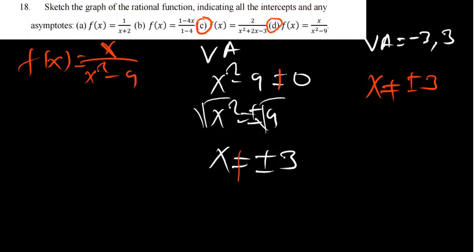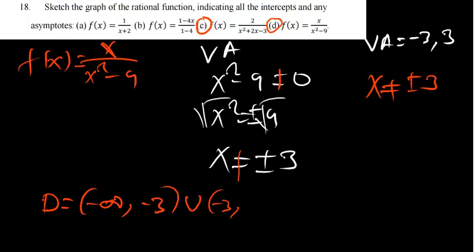X should be a member of all real numbers. If you want, you can put your domain in interval notation. You say from negative infinity all the way to -3, but -3 is not included, union from -3 to 3, but these are not included, union from 3 all the way to positive infinity. That is my domain.